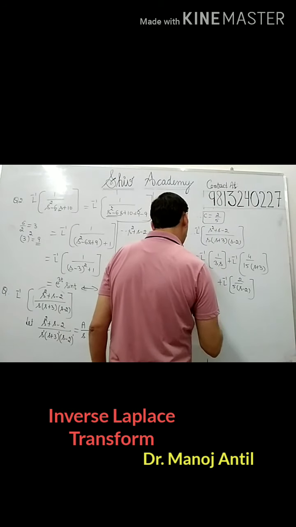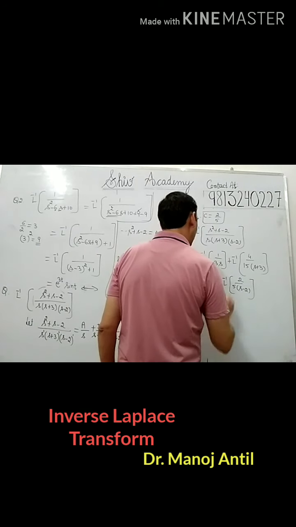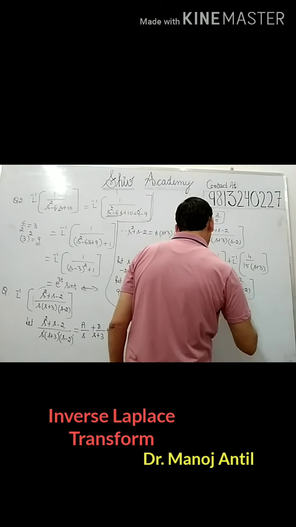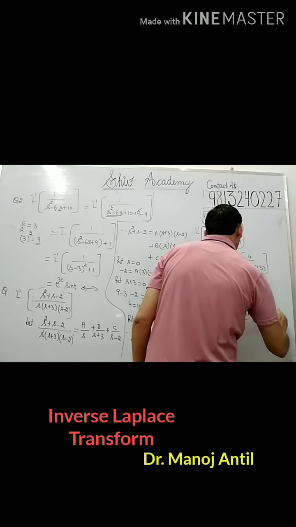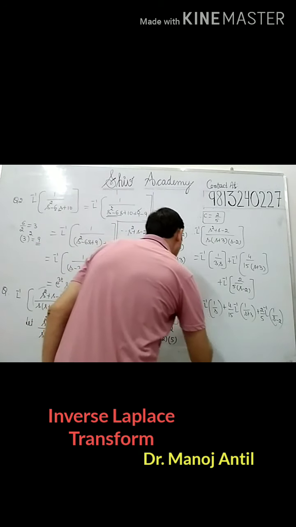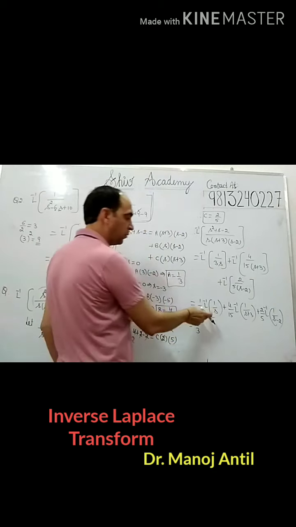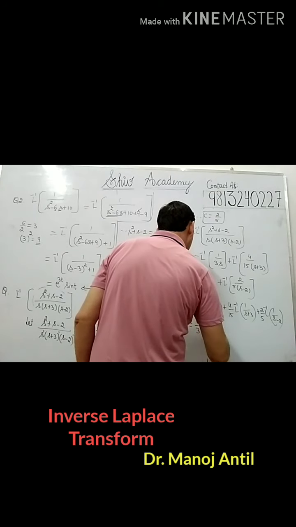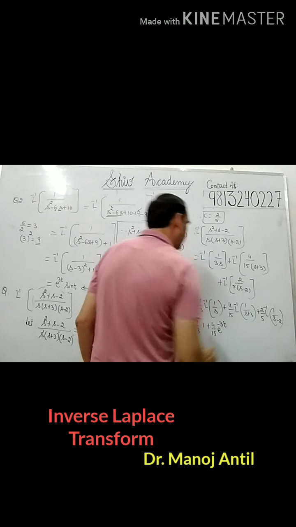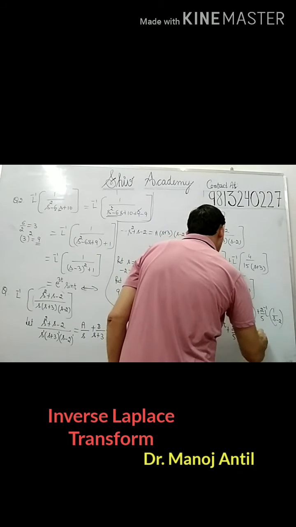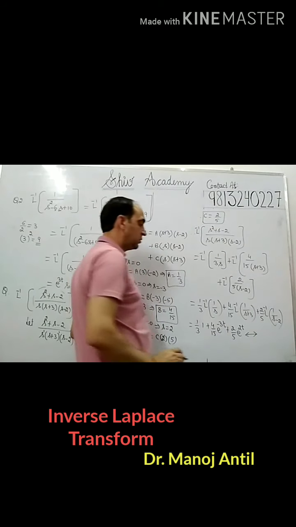So it is 1 by 3 L inverse of 1 by s, we take 1 by 3 outside, 4 by 15 L inverse of 1 upon s plus 3, and 2 by 5 L inverse of 1 by s minus 2. So we take the constants outside. Now from those 9 formulas, L inverse of 1 by s is 1, so it is 1 by 3. L inverse of 1 by s plus 3 gives 4 by 15 e to the power minus 3t, and it is 2 by 5 e to the power 2t. So dear students, you get this answer.